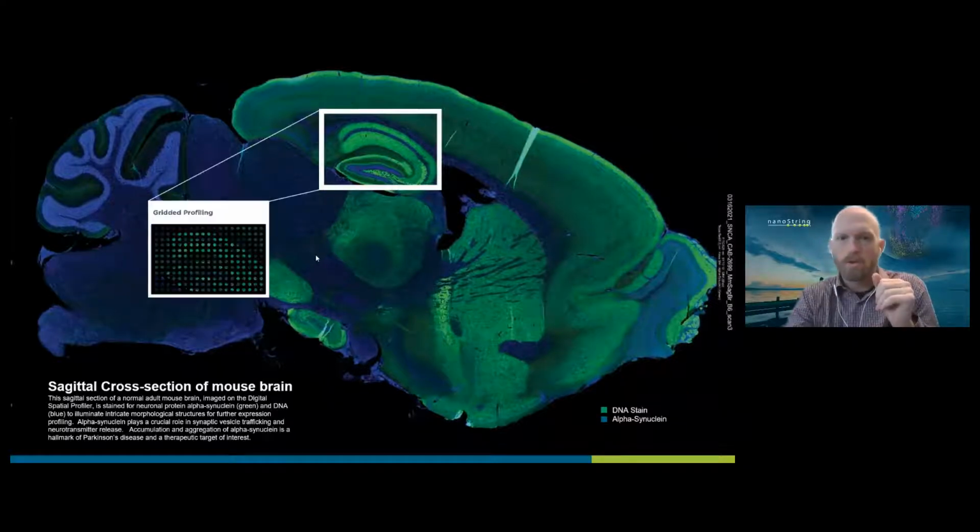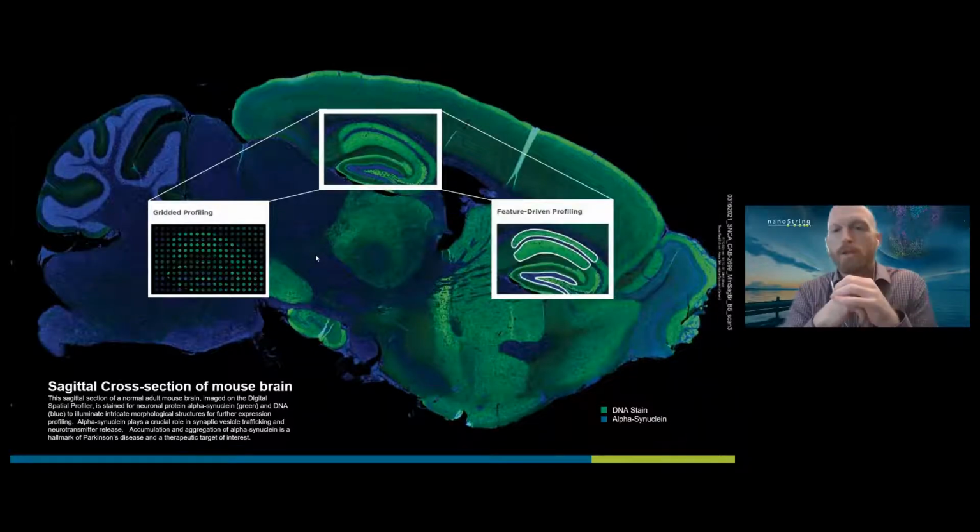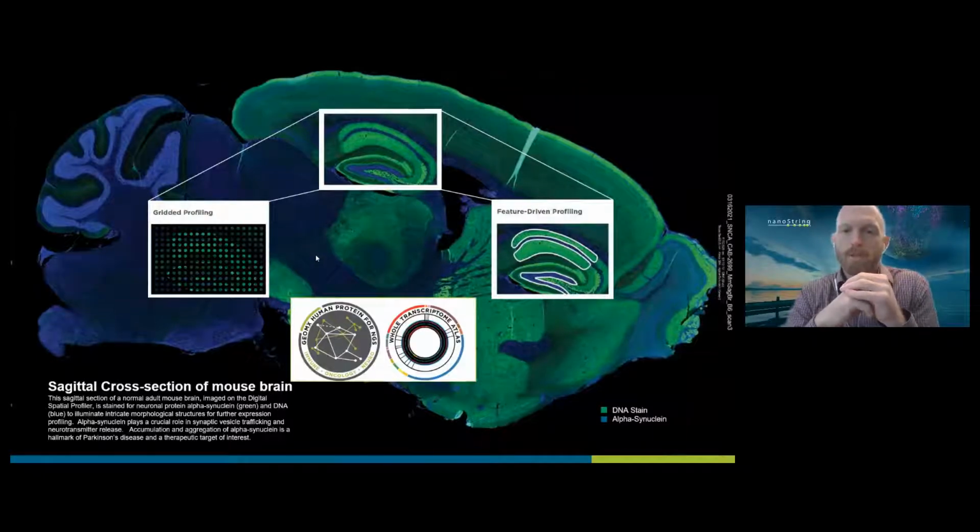You can do things like unbiasedly grid a particular tissue section, or even better, you can actually select different structural features of the brain, and then have individual protein or gene expression profiles for each of these. We've built reagents to run on this platform that allow you to get rich, high-plex information from various regions of interest.